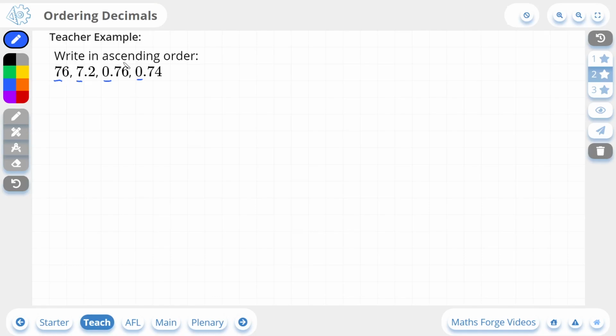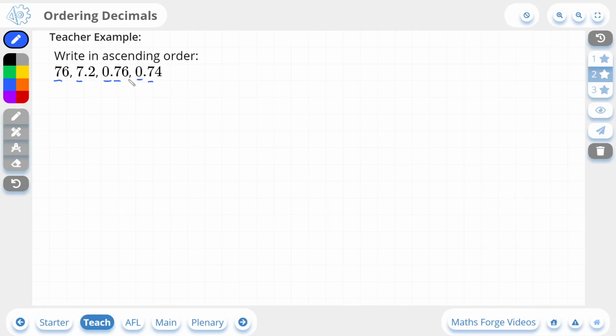And since we're writing in ascending order, we need the smallest number first. So I'm not going to use the 76. If we take a look at the other numbers, we have the 7.2, which has a 7 in the units column, while the other two numbers have a 0. So these two numbers here must be smaller than the 7.2. Now to determine which one of these two is smaller, we have to go into the tenths column, since we can't tell just by looking at the units. I'm going to go into the tenths column, and you can still see that they both have 7. So you're still unable to determine which one's smaller.